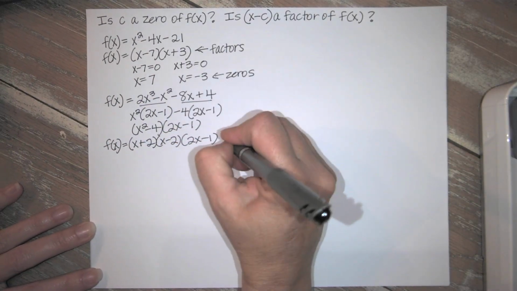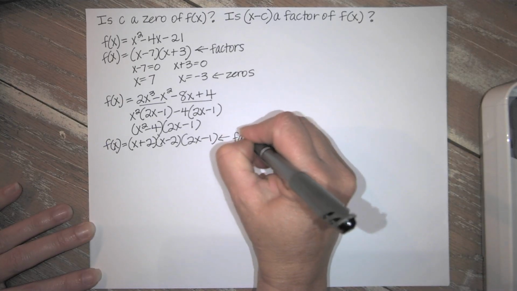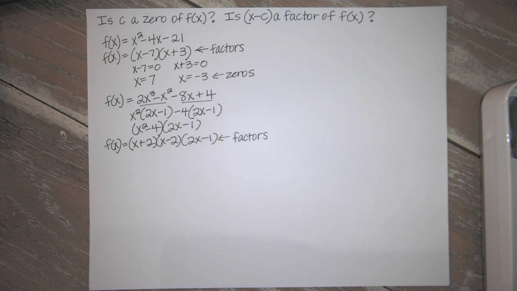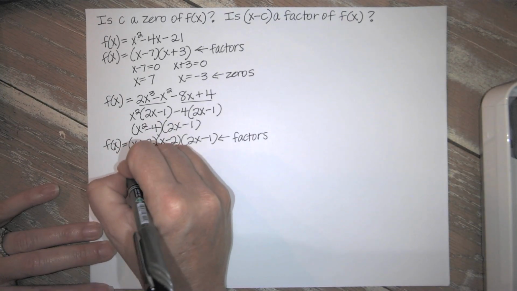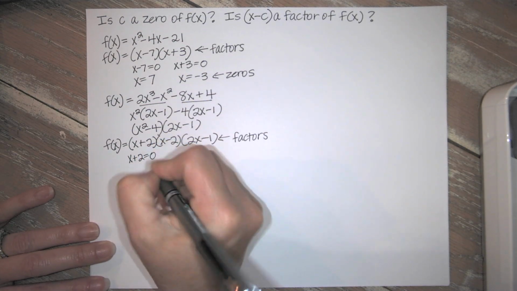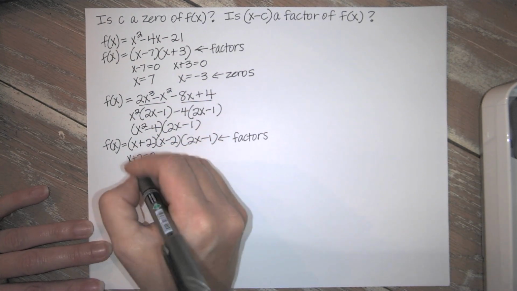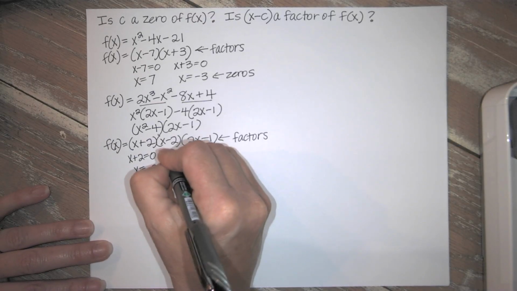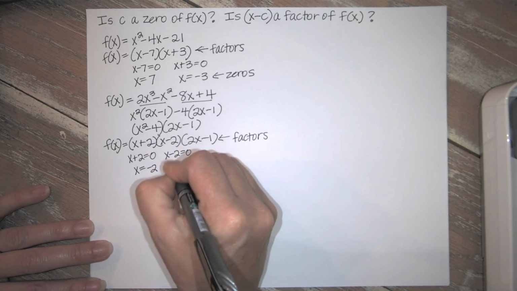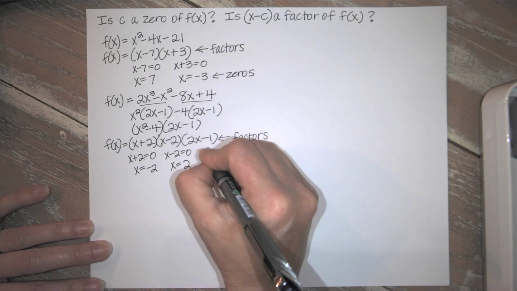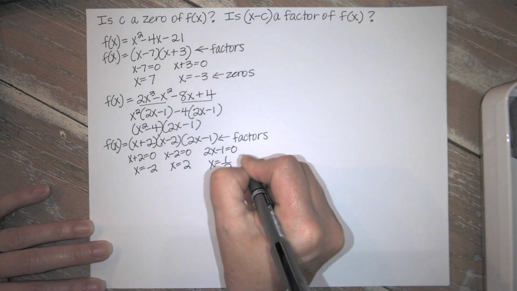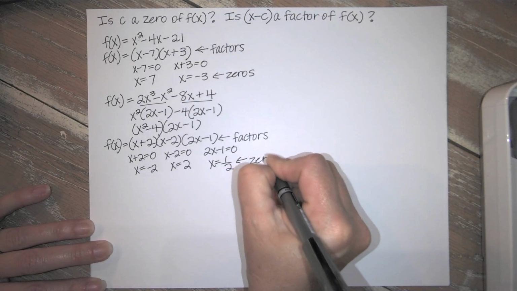So these are called the factors. x plus 2 is a factor, x minus 2 is a factor, 2x minus 1 is a factor. And if those are factors, then my zeros will be the values that make each of those equal 0. So my 0 here will be negative 2. Here will be positive 2, and here my 0 will be 1/2. So these are called the zeros.